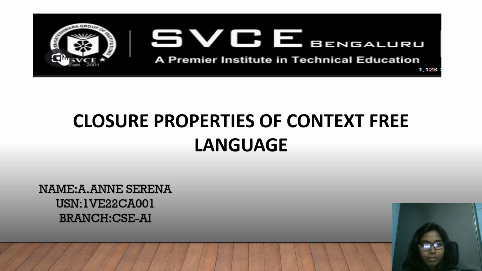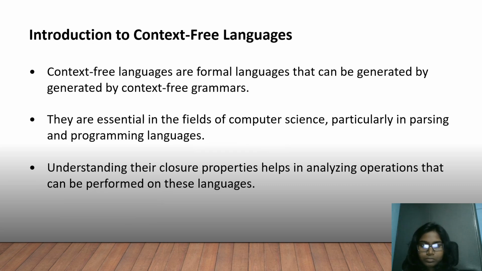Today we are going to discuss closure properties of context-free language. Let us start with an introduction to context-free language. Context-free languages are formal languages that can be generated by a context-free grammar. A context-free language is also denoted by CFL. They are essential in the field of computer science, particularly in processing and programming languages. Understanding these closure properties helps in analyzing operations that can be performed on these languages.